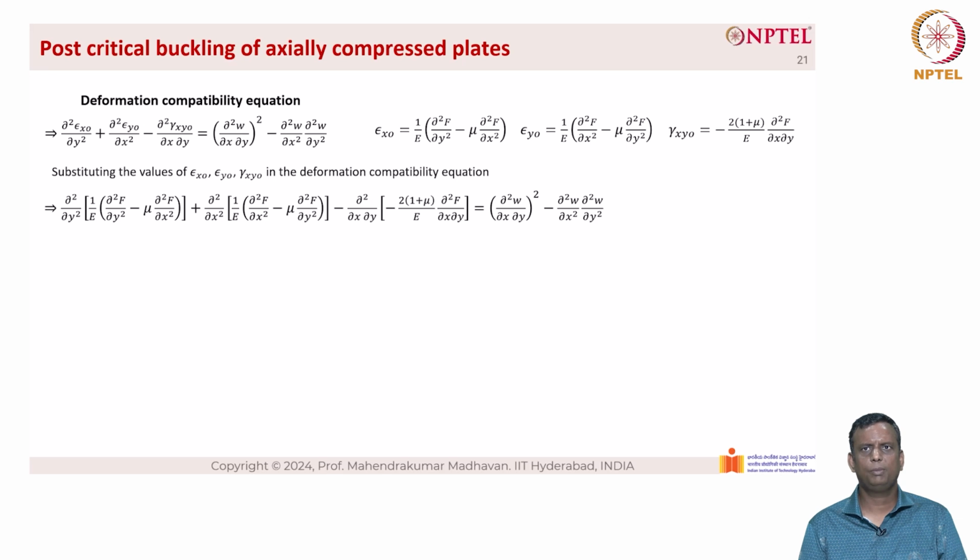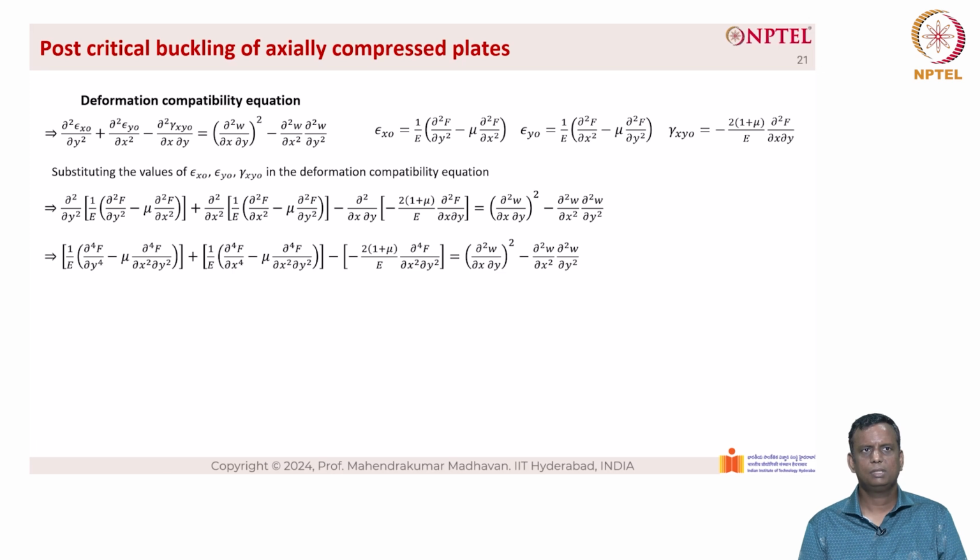is equal to (∂²W/∂x∂y) the whole square minus ∂²W/∂x² into ∂²W/∂y². Now this equation can be further simplified, as you can see here, by differentiating the terms twice. This all becomes 1 by E into ∂⁴F/∂y⁴ minus mu into ∂⁴F/∂x²∂y² plus 1 by E into ∂⁴F/∂x⁴ minus mu into ∂⁴F/∂x²∂y² minus minus 2 into (1 plus mu) divided by E into ∂⁴F/∂x²∂y² is equal to (∂²W/∂x∂y) the whole square minus ∂²W/∂x² into ∂²W/∂y².